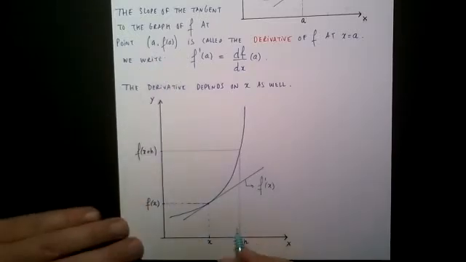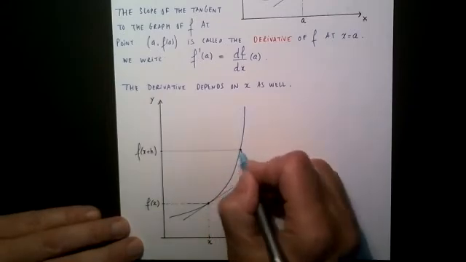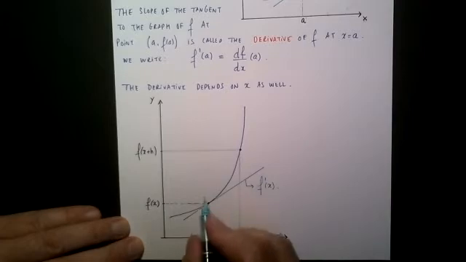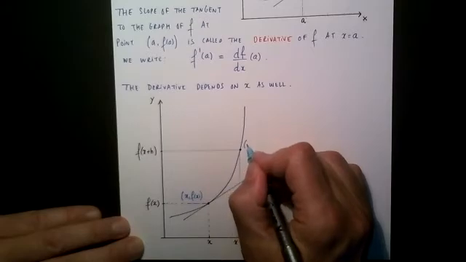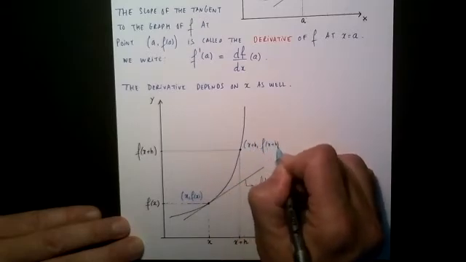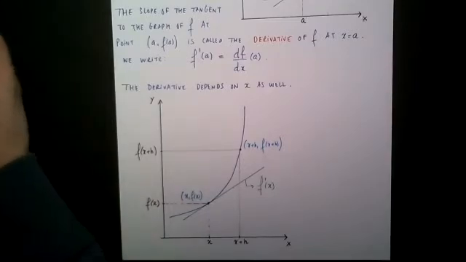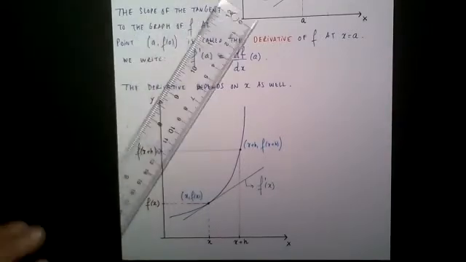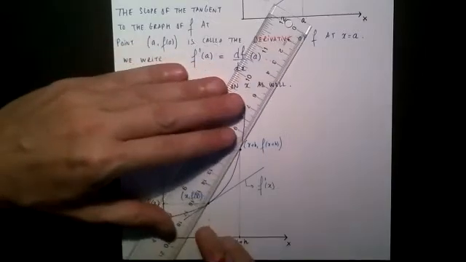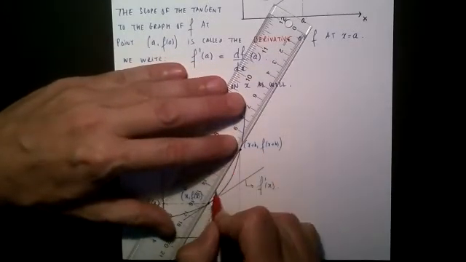I'm going to identify the 2 points that I have. I have 1 point here, 1 point here. The point here on the bottom is x, f of x. And the point here on top is x plus h and f of x plus h. Good? And I'm going to connect these 2 points and create this segment here.